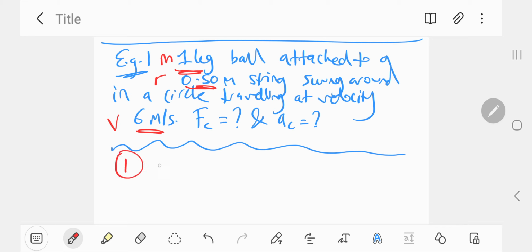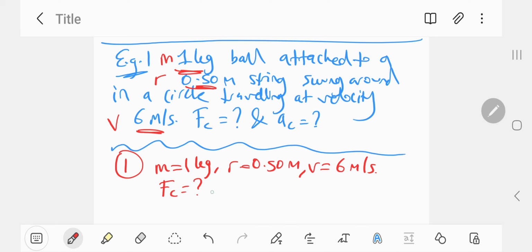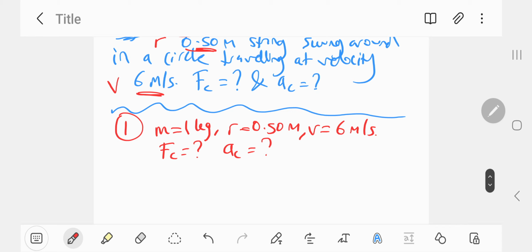So let's write it down here again. We know what m is, 1 kilo. We know what r is, 0.5, half a meter. And we know what v is, 6 meters per second. That's all we know. We need to work out the centripetal force and the centripetal acceleration. So far so good. We need to also make sure we're checking the units for mass, radius, and velocity in this case. Yes, they all satisfy the SI units. So mass is kilograms, radius is meters, and velocity is meters per second.